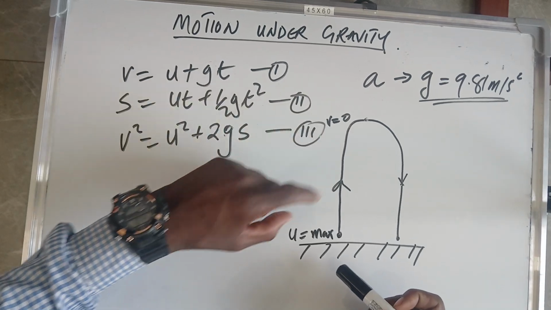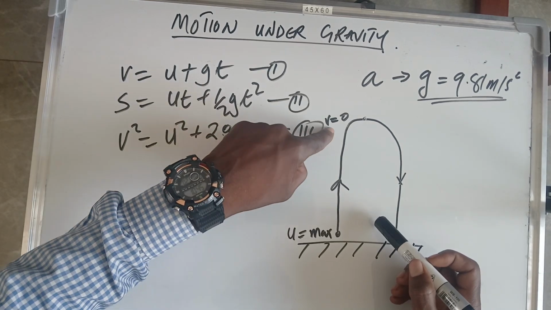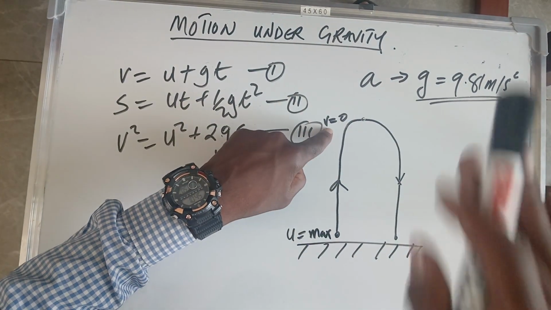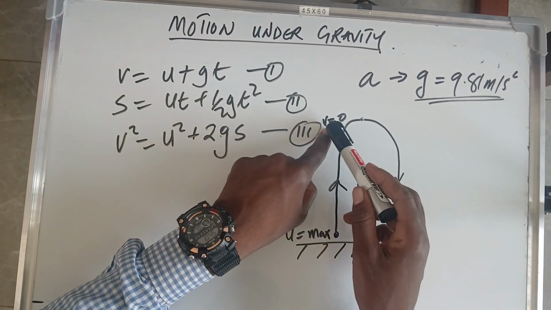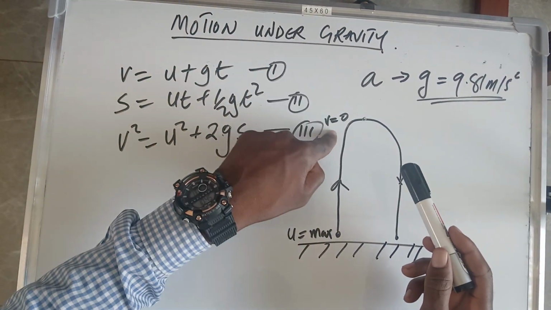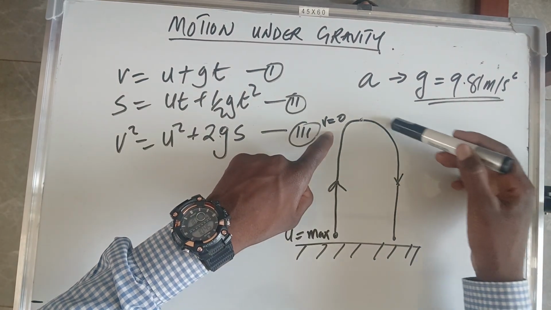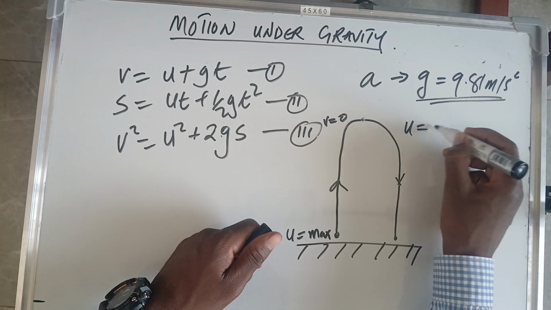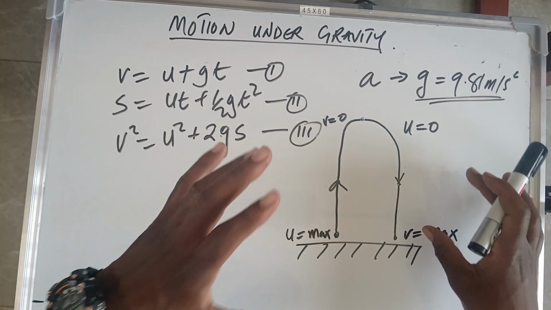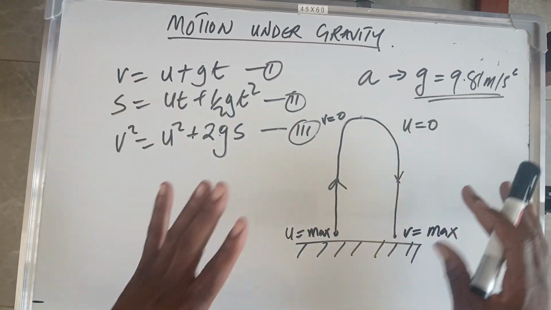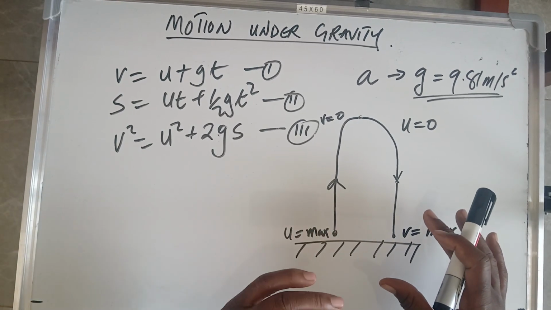So remember this. It starts with a good initial velocity and goes all the way. The time it reaches the maximum height, it will stop, then begin coming down. So the final velocity when it's going up is zero at the maximum height. When it begins to come down, the initial velocity is zero, and the final velocity will be maximum. You should remember this if you have to solve acceleration due to gravity equations correctly.